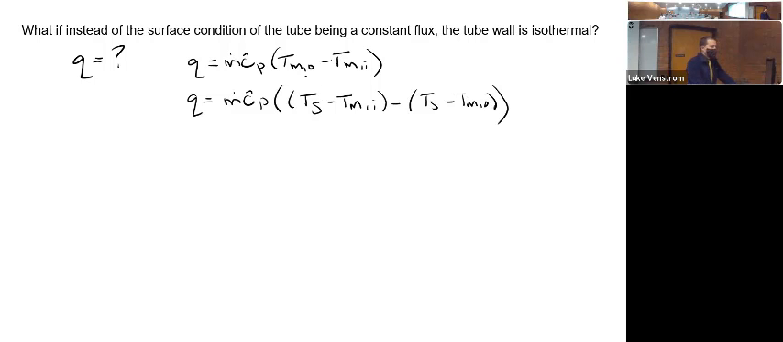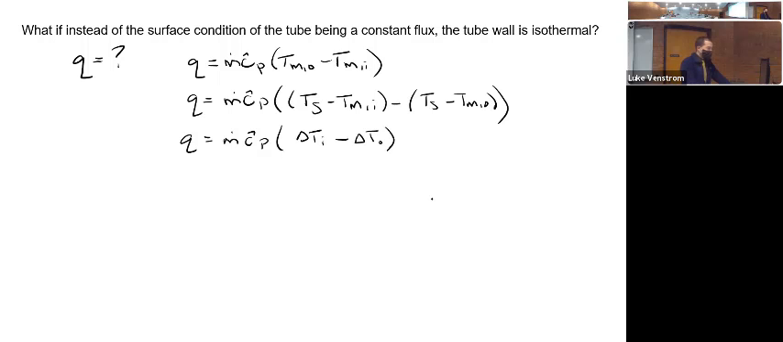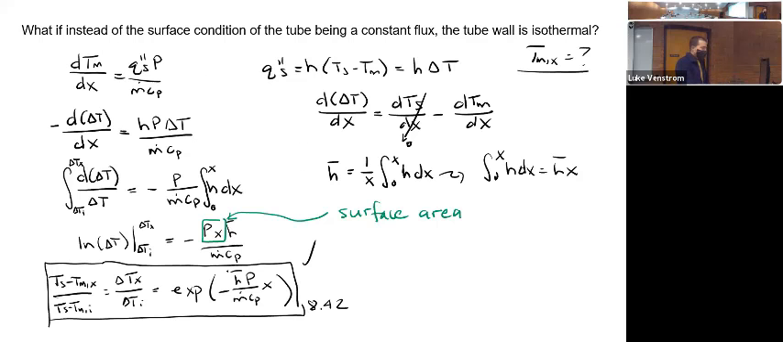I'm just going to manipulate this thermodynamic equation a little bit, and we're going to get back to the heat transfer version of it. I'm going to add Ts and subtract Ts from this. So m dot c_p times (Ts minus Tmi) minus (Ts minus Tmo). All I've done here is add and subtract Ts. I've not actually changed this equation at all, because Ts minus Ts goes away. What I have left is Tmo minus Tmi. But that substitution allowed me to represent this as a difference in the differences: delta T_i minus delta T_o.